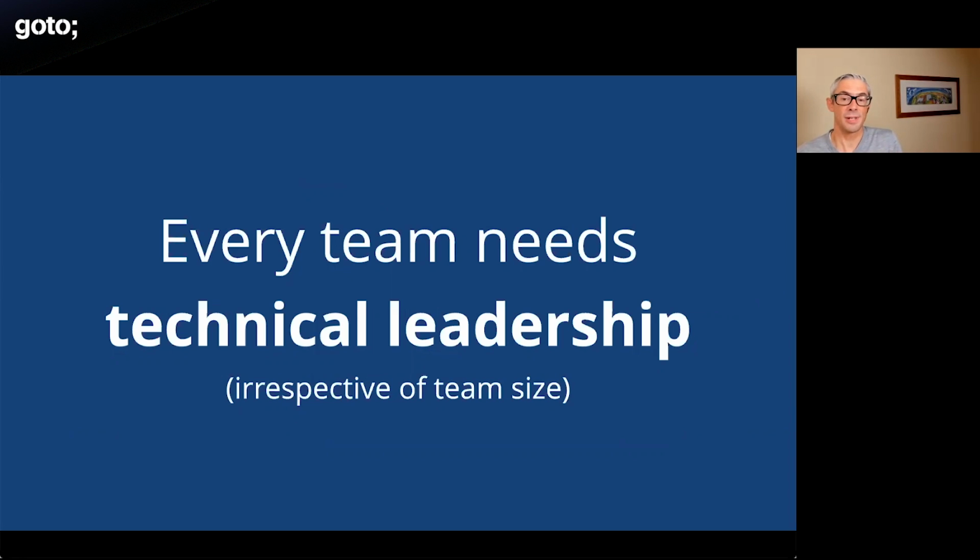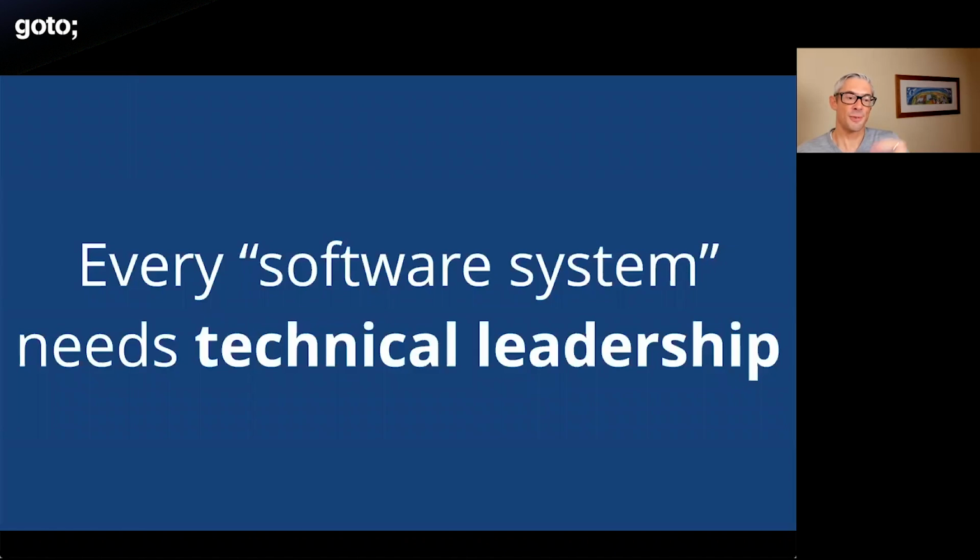If you're a one-person team, you need a small amount of technical leadership. If you're a 100, 200, 1,000-person team, then you need a much bigger degree of technical leadership. But nonetheless, you need technical leadership. I'm also going to say this: every software system or every product also needs technical leadership. And the reason I say this is because I see lots of teams these days adopting things like the Spotify model, where you've got squads who are working on business features, and they might be given autonomy and authority to change multiple pieces of code and multiple repositories on multiple products.